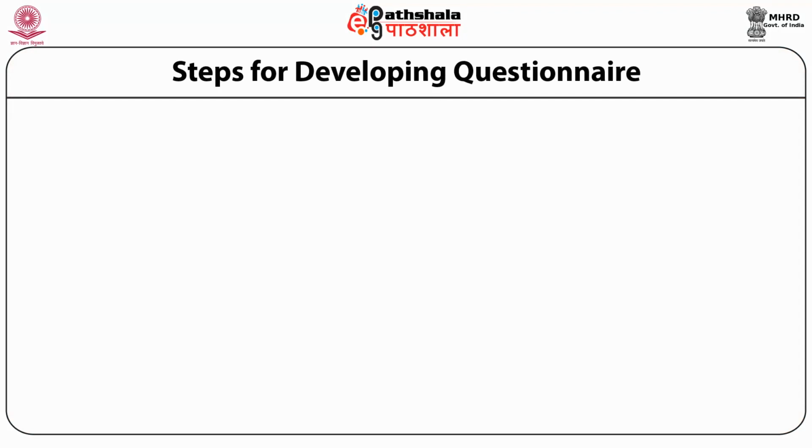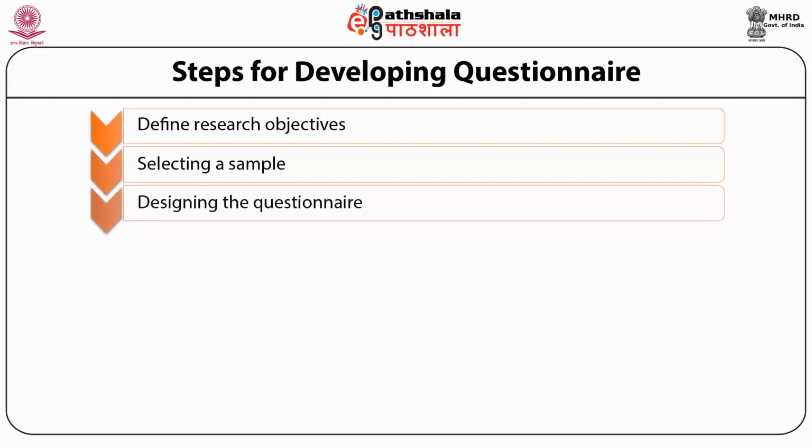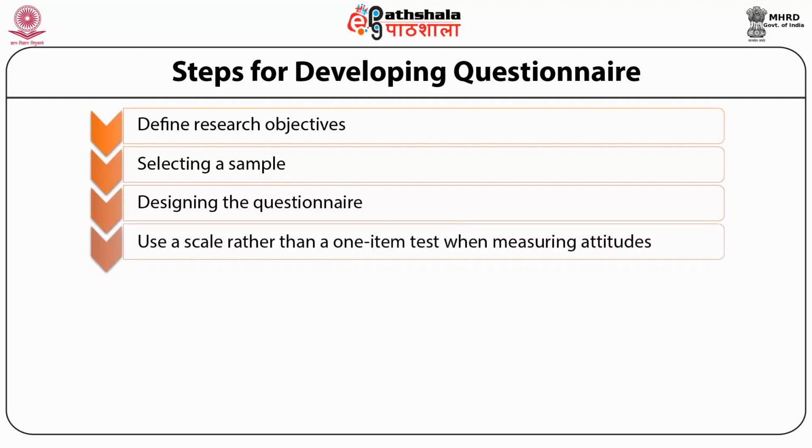Steps of developing a questionnaire: define the research objective, select a sample, and then design a questionnaire which is relevant for that population or sample. And remember that you have to use very crisp questions and use a Likert scale, where you can get quantifiable data so that you can later put it in a statistical format. Use a scale rather than a one-time test when measuring attitude.